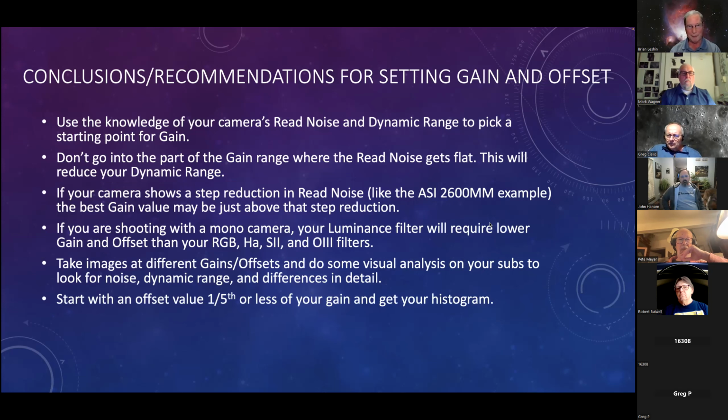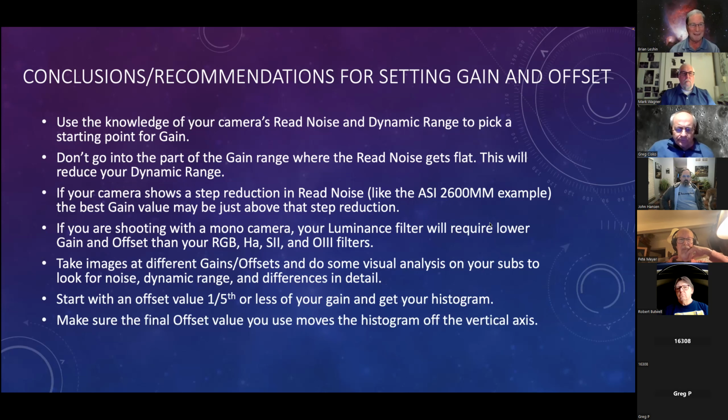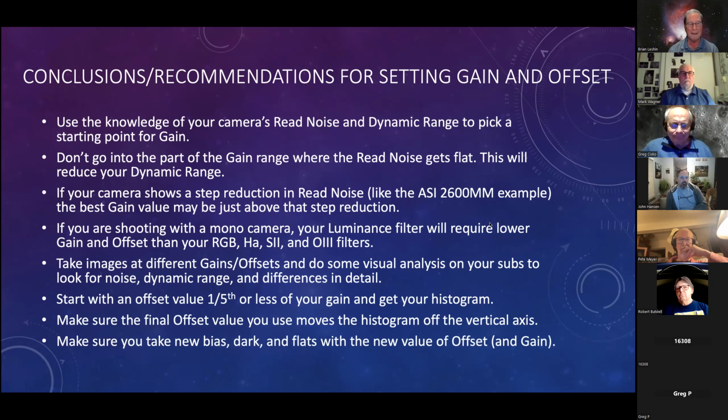Start with an offset value, 1/5 or less of your gain, get your histogram, and then make sure the final offset value moves the histogram off that vertical axis. And then this is what I was saying before, make sure you take new bias, dark flats and flats with the new gain value and offset value for your session.